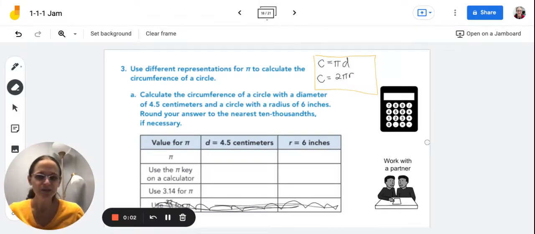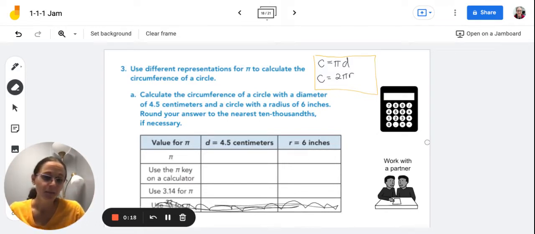This table will help us explore the difference between the pi button on your calculator and the number 3.14. Remember, 3.14 is just the first few digits of pi. The digits of pi actually go on forever. 3.14159265535. They just go on and on.